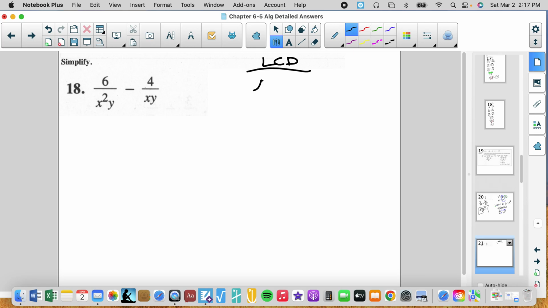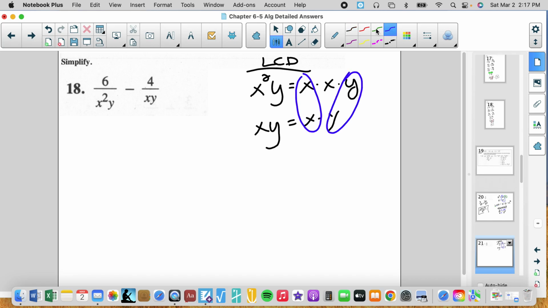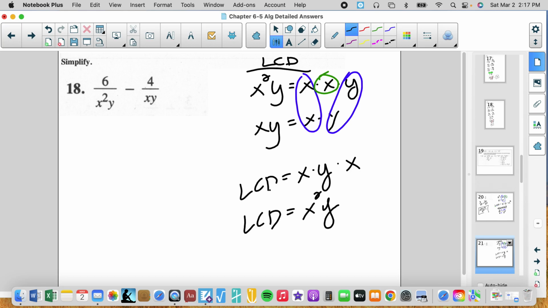LCD work: x squared y, which is x times x times y, and we have xy, which is x times y. They have an x in common, they have a y in common, and they have an x as a leftover. So x and y in common, and then x is a leftover. So my LCD, my least common denominator, is going to be x squared y. So each of these have to have an x squared y. x squared y, we're going to keep that sign over there.